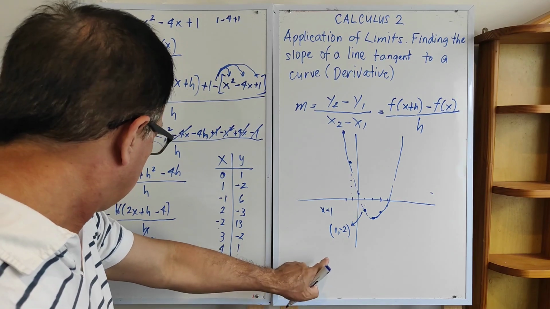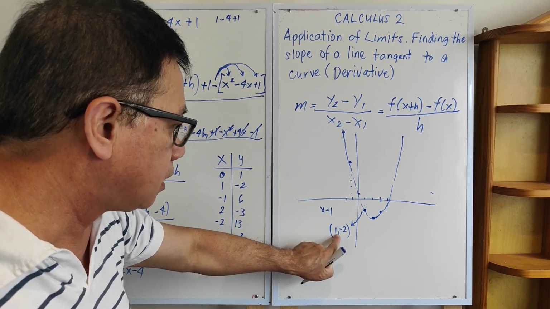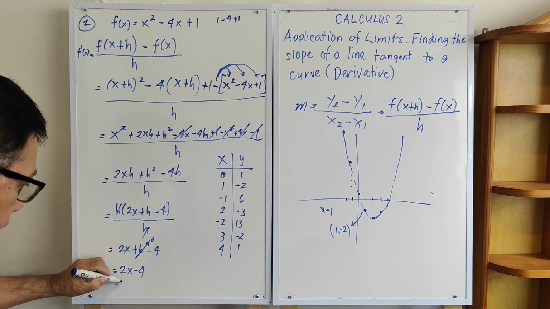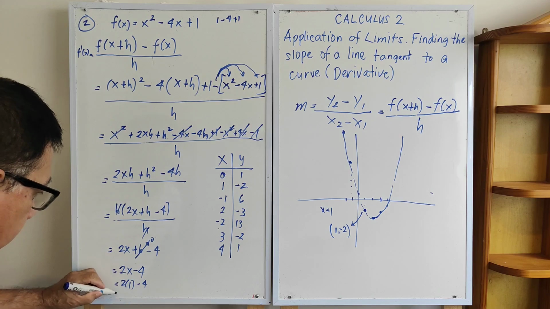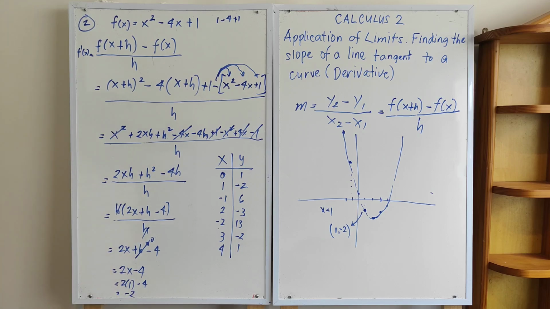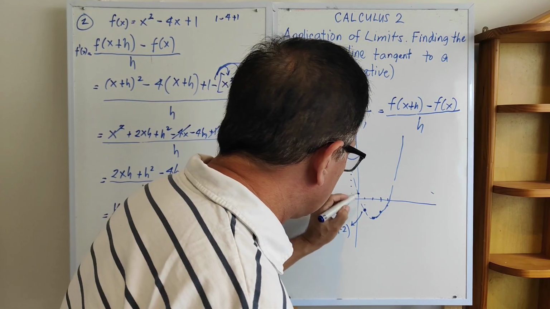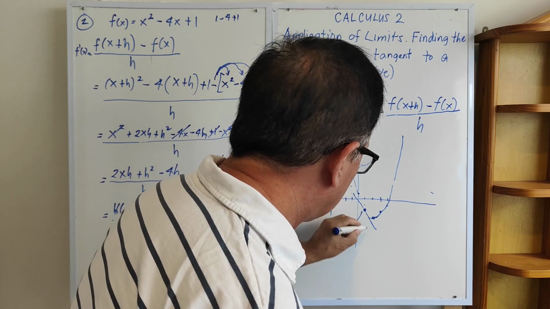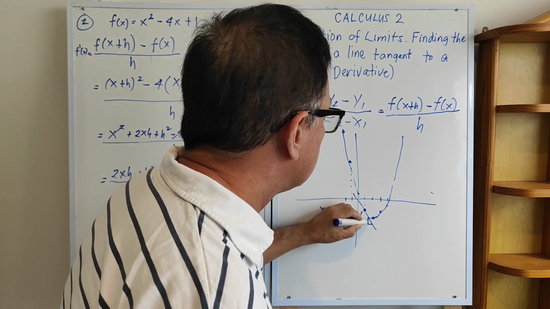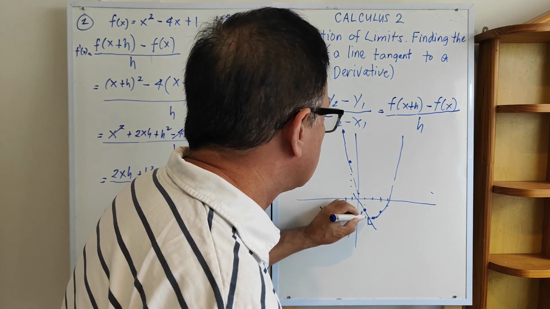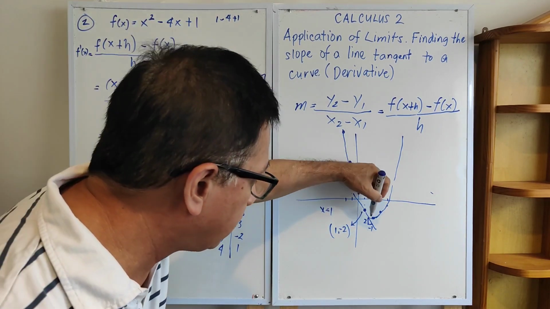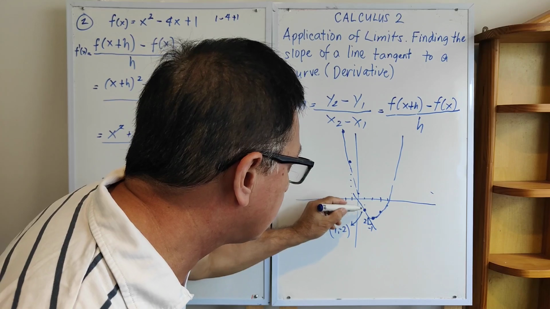You just substitute. This is the value of x. x is equal to 1. You just substitute it here. So that will be 2 times 1 minus 4. Your slope will be 2 minus 4, which is negative 2. So at this point, your slope is negative 2. The rise is negative 1 for a run of 2, so this is your slope at this point. Well, how about this one? This is 1, 2.